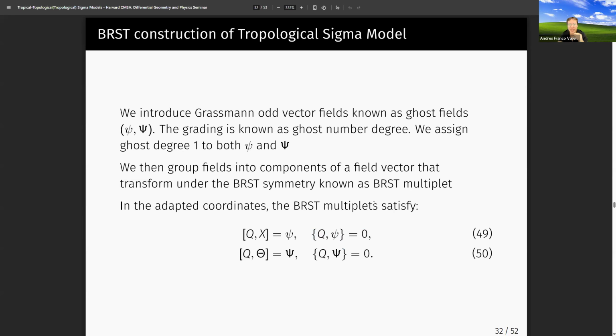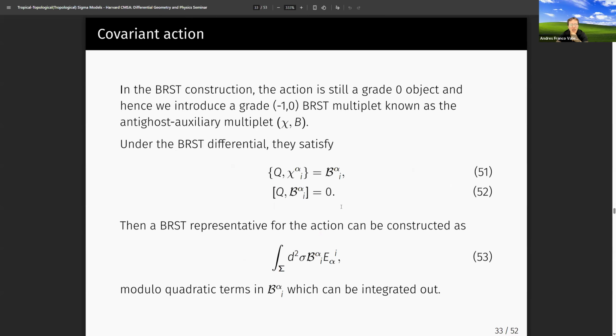But you can write this in more general notation where you just use a super commutator. But in any case, in order to proceed with the construction, you need to remember that the action is actually a grade 0 object. So you actually need to introduce something that has minus grading. And this new BRST multiplet, where one of the fields chi has ghost number -1, and the auxiliary field B has ghost number 0, under the BRST differential, they actually satisfy this relation.